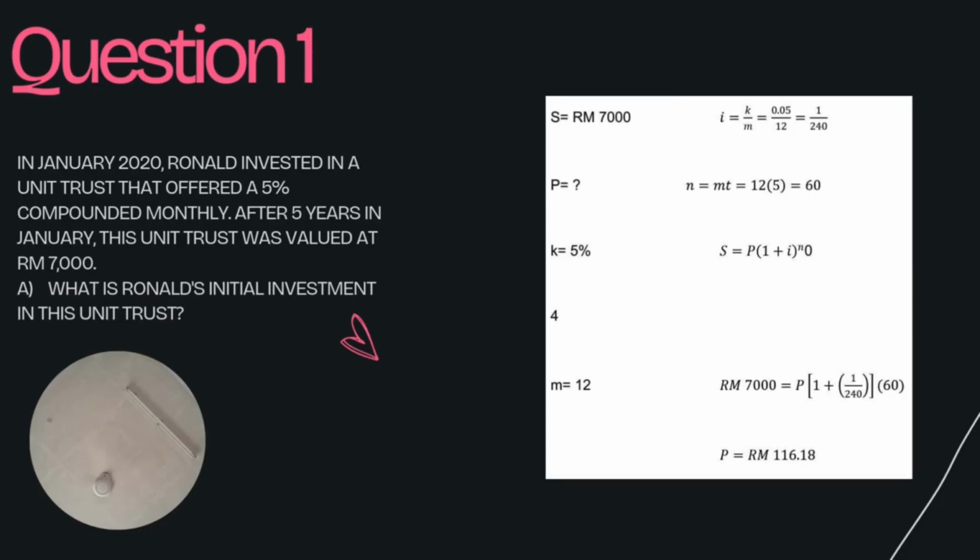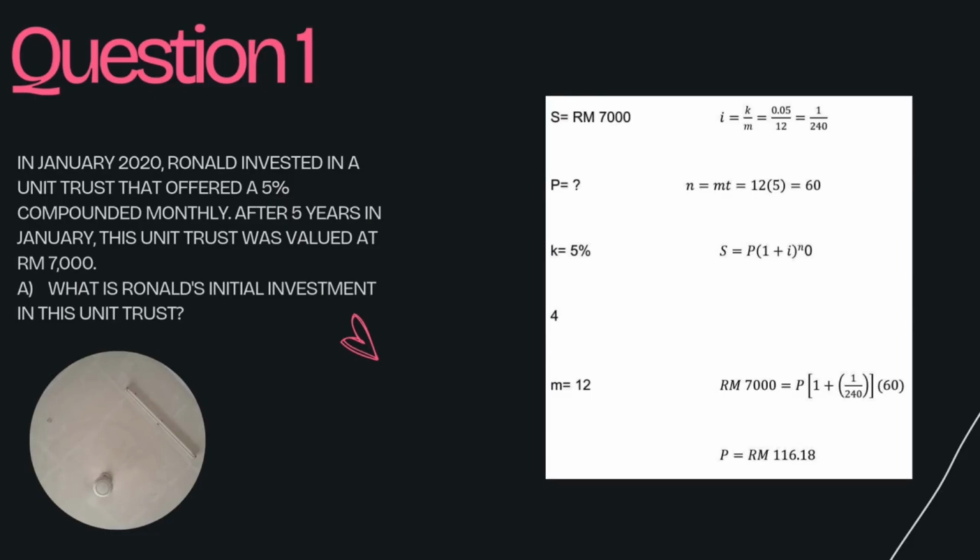Task 1, question 1A. In January 2020, Ronald invested in a unit trust that offered 5% compounded monthly. After 5 years, in January, this unit trust was valued at 7,000 ringgit. A. What is Ronald's initial investment in this unit trust? We know that S is 7,000 ringgit.